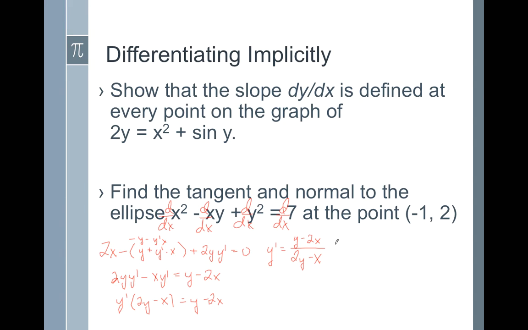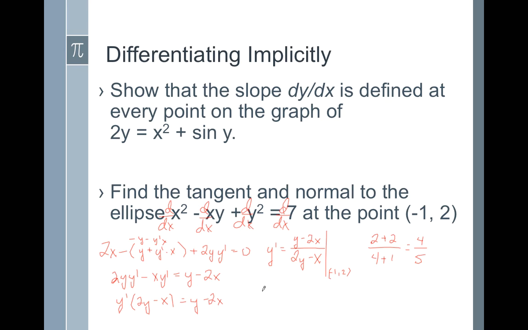Okay, and then I need to find the slope. So I'm going to evaluate at the point -1, 2. So I'm going to plug in 2 for y, -1 for x, 2 for y, and -1 for x. And I get a slope of 4/5.